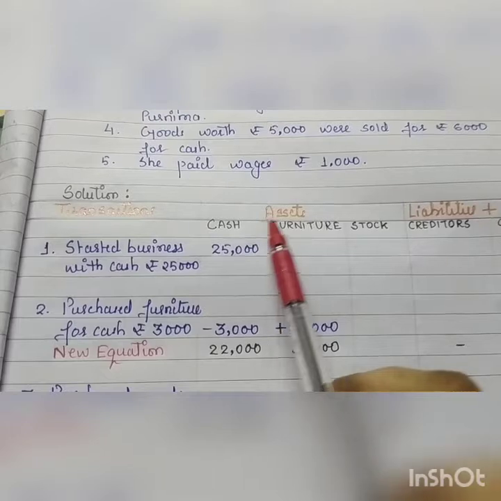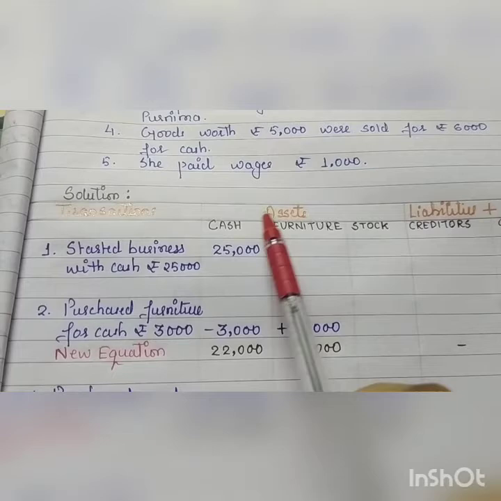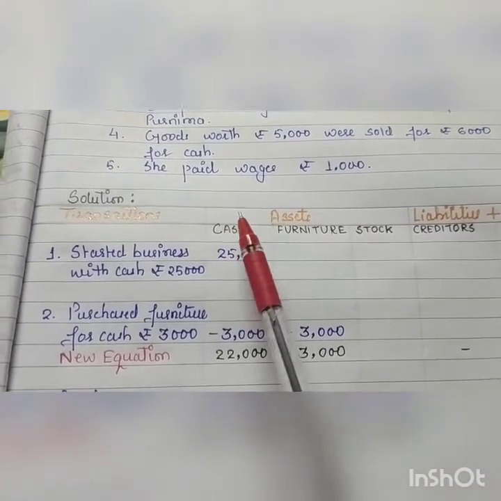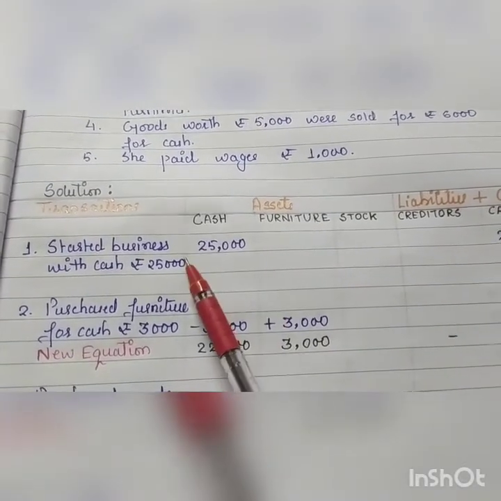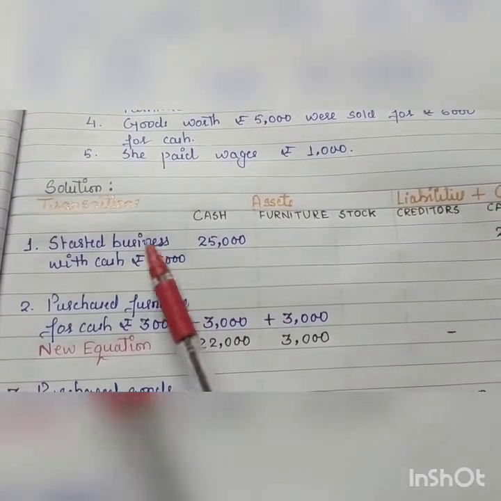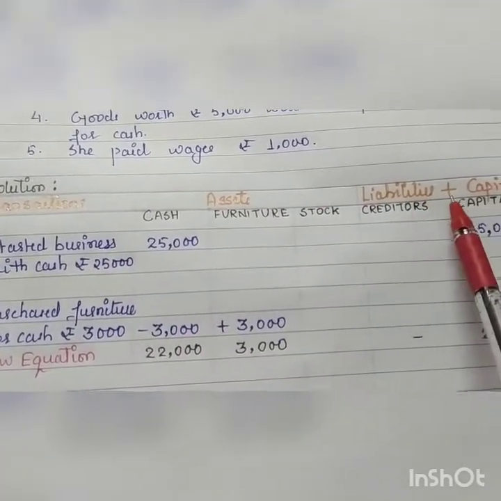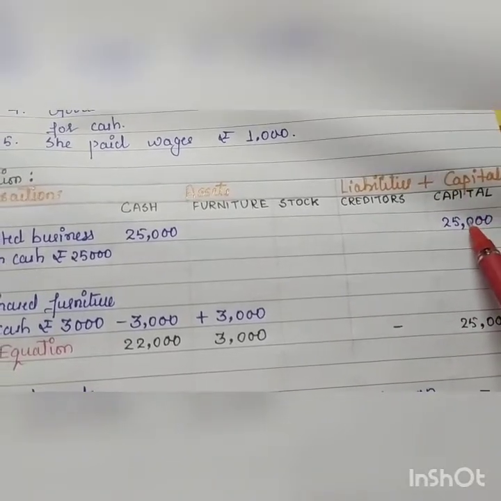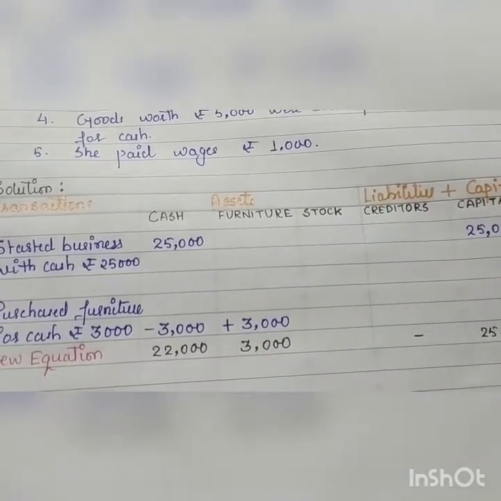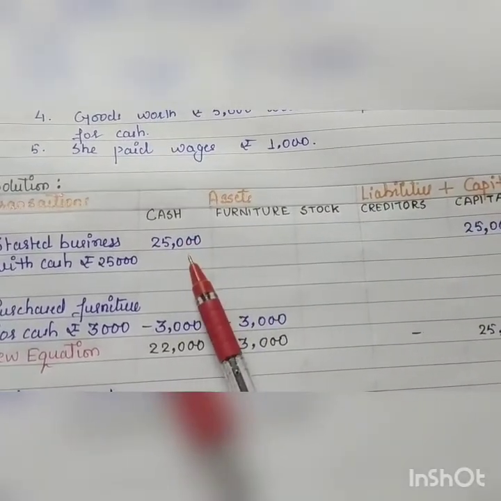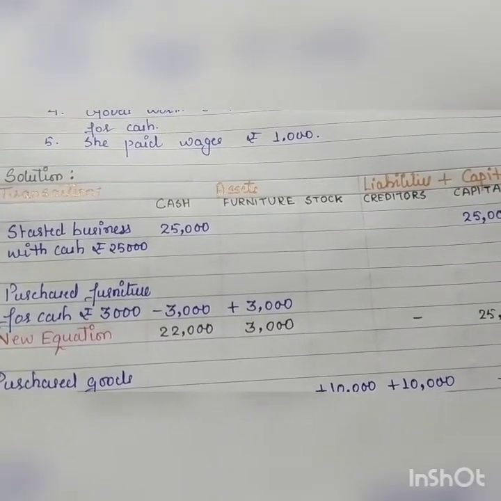Okay, whatever is used in the business to run it comes under the category of assets. So our first asset will be cash. You will increase the cash by rupees 25,000. And I told you, whenever the proprietor invests money into the business, that money is known as capital. So here I have added the same amount under capital. Okay, so both sides you can see it is equal. Cash increased by rupees 25,000. At the same time, capital also increased by rupees 25,000.